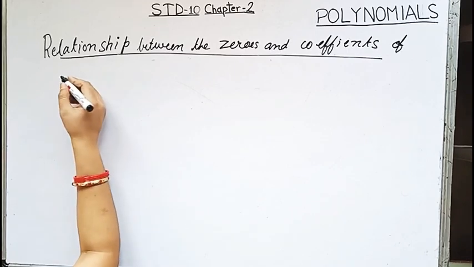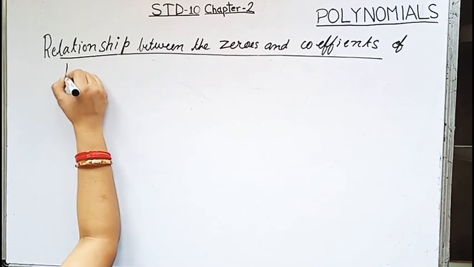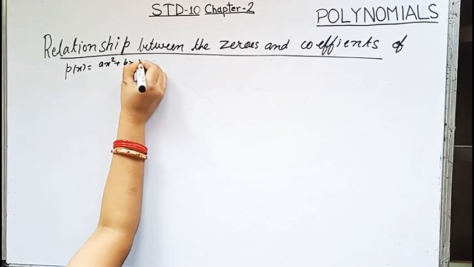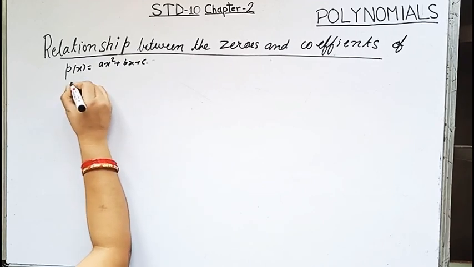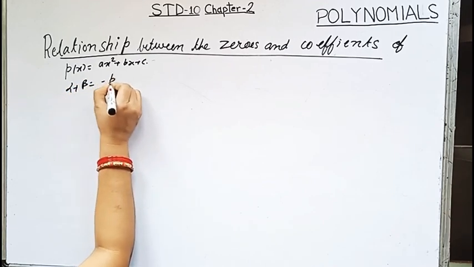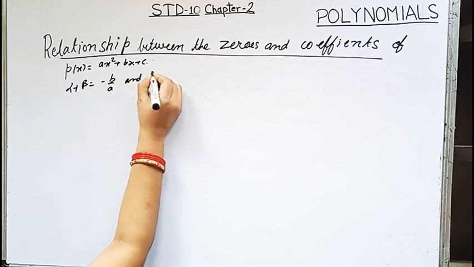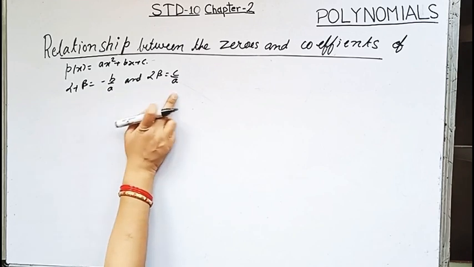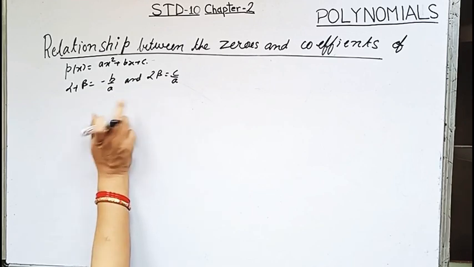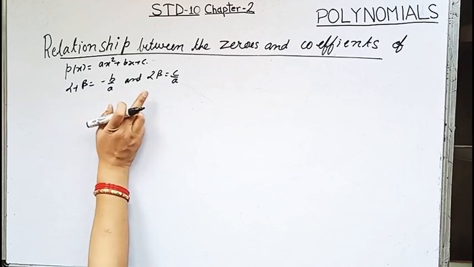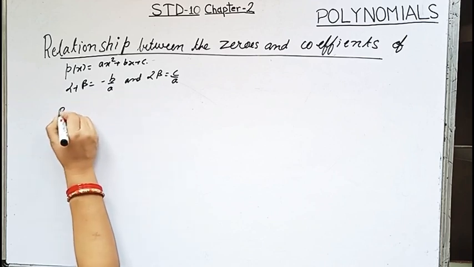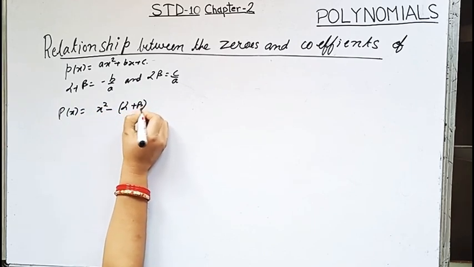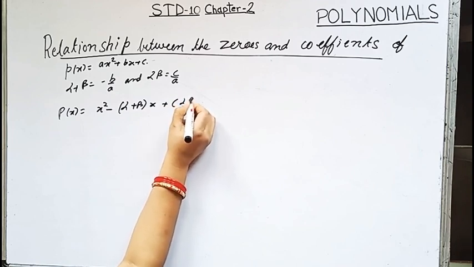Thus we conclude that if alpha, beta are the zeros of the quadratic polynomial p(x) = ax^2 + bx + c, then alpha + beta = minus b by a and alpha beta = c by a. That is, the sum of the zeros is minus b by a and the product of the zeros is c by a. Now a quadratic polynomial whose zeros are alpha and beta is given by p(x) = x^2 - (sum of the zeros)x + product of the zeros.